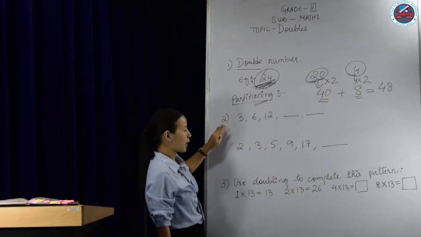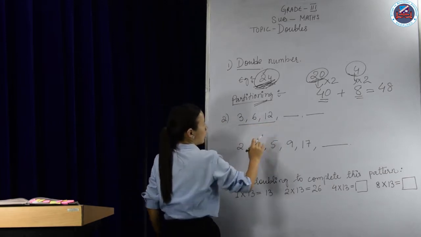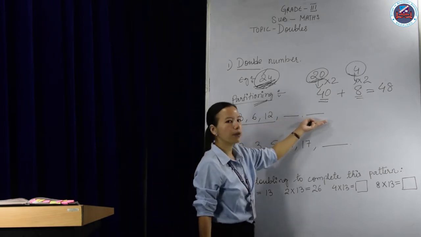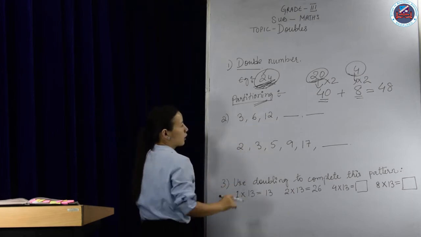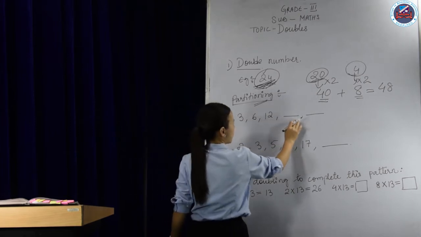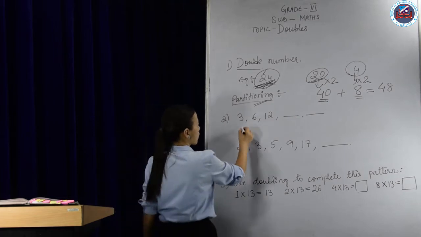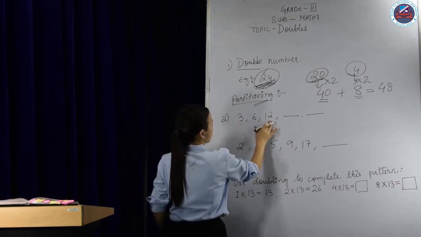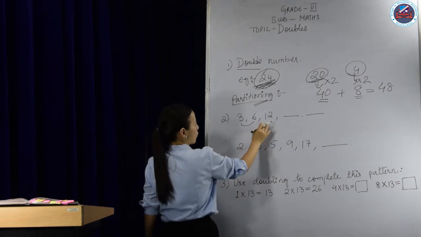Now let's go to the second one. Here, this is a sequence. It's a sequence of numbers. Let's try to find the missing number. How do we find the next number in this sequence? When you're working with a sequence, you have to check the difference between each pair of numbers.